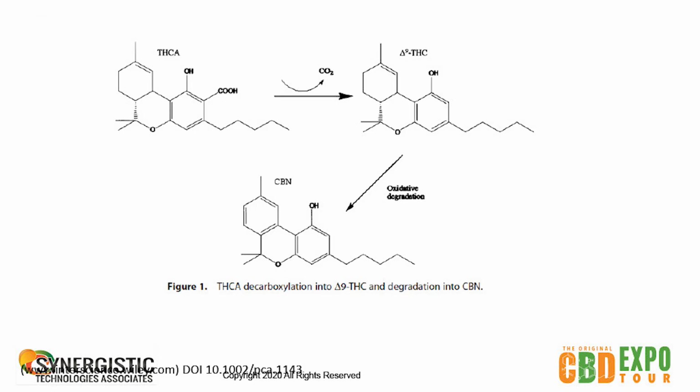Remembering that as we're working through the process, THC is not something that the plant makes, it's a degradation product. So this is THCA, going to THC with the CO2, and then you have oxidative degradation, it goes to CBN. So CBN is not something the plant makes, it's a degradation product from THC.